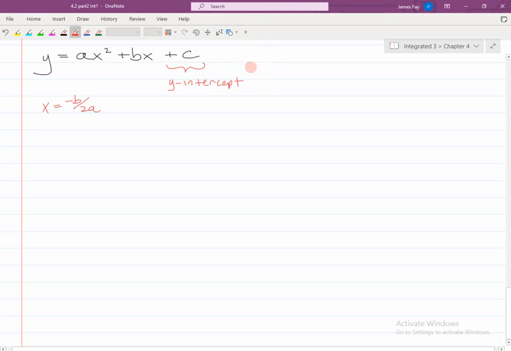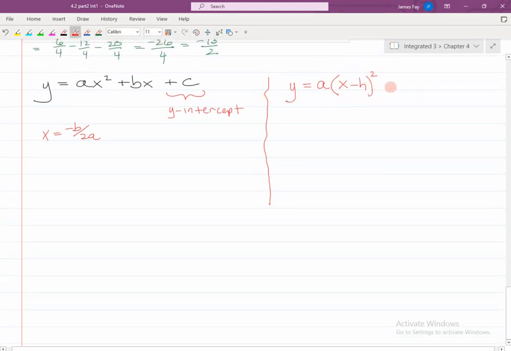It's like a seagull. That is one version of how we are going to write a quadratic equation. A second version is going to be this. y equals, and there's going to be an a out front, and then we go x minus h, squared, and then plus k.